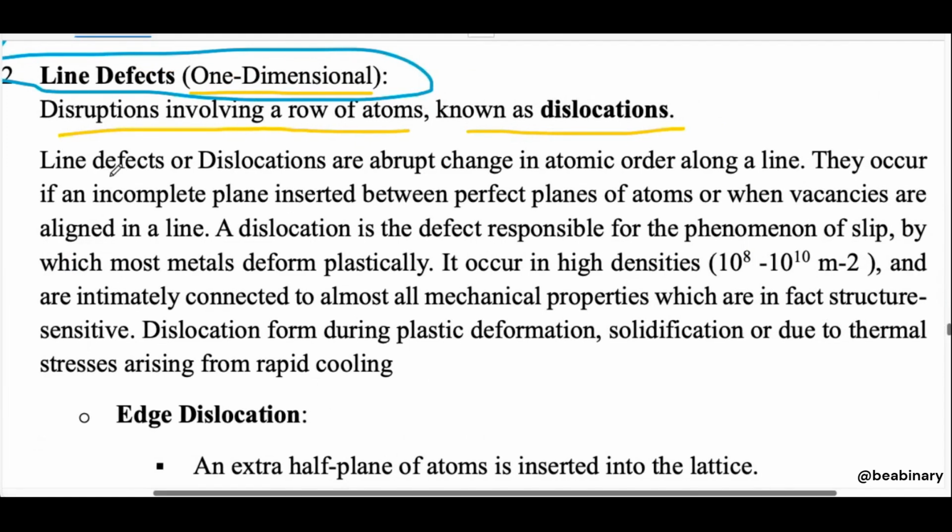So line defect or dislocation is an abrupt change in atomic order along a line. As I have shown in your figure, the line has disruptions. They occur if an incomplete plane is inserted between the perfect planes of atoms, or when vacancies are aligned in a line. Vacancy in a point defect, we have discussed what kind of thing is known as vacancies. Vacancy means simply the atom has been removed from its place and no other atom has filled that space. So there is a vacancy.